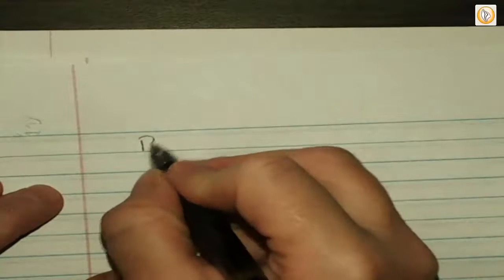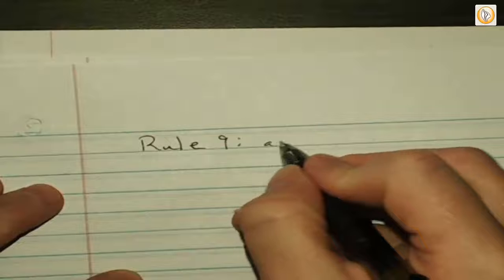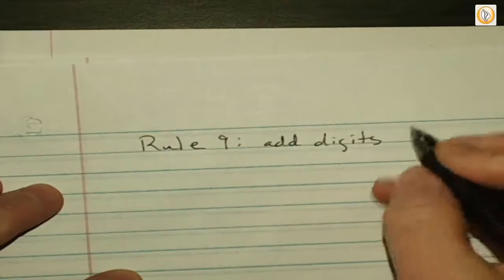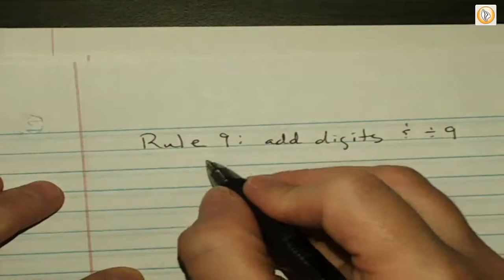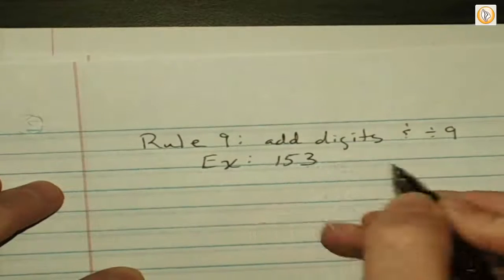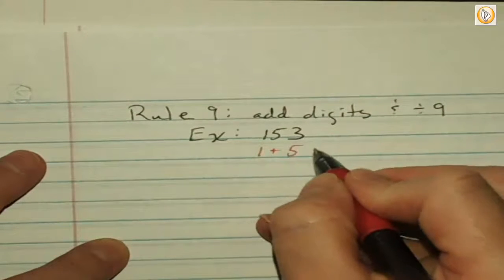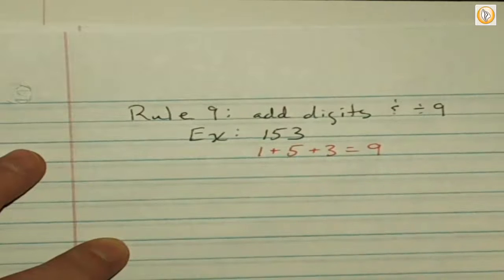Okay, guess what? The rule of 9. Oh, I know this rule. It's the same one. I can do it with my hands. No, watch. Add digits and check if divisible by 9. For example, the one we just did, 153. If we add the digits, 1 plus 5 plus 3, what do you get? 9. Is 9 divisible by 9? Then 153 is divisible by 9.